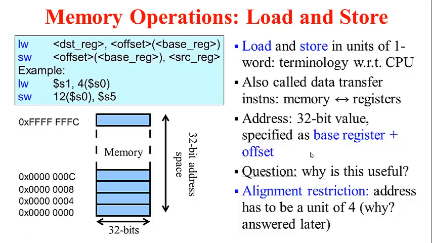The load word and store word instructions have an alignment restriction. This means that the address which is specified has to be a multiple of 4. As to why this is the case, we will answer later. We will also answer later as to what will happen if you try to run a program in which the specified address is not a multiple of 4.